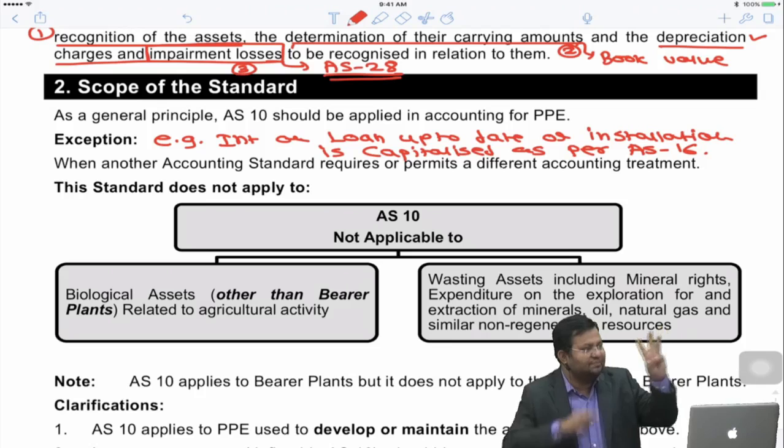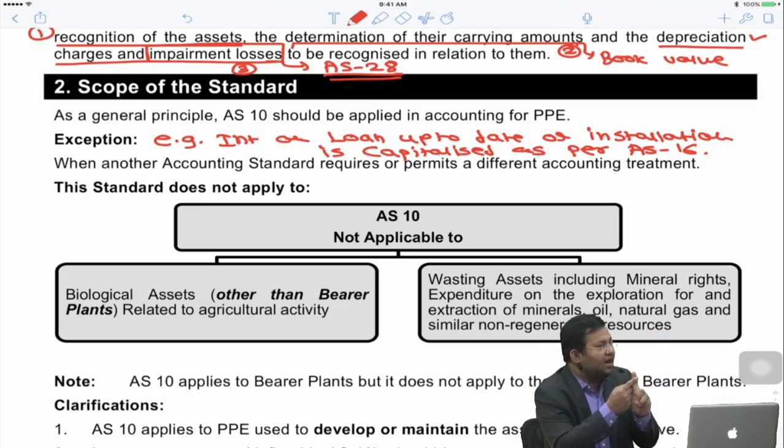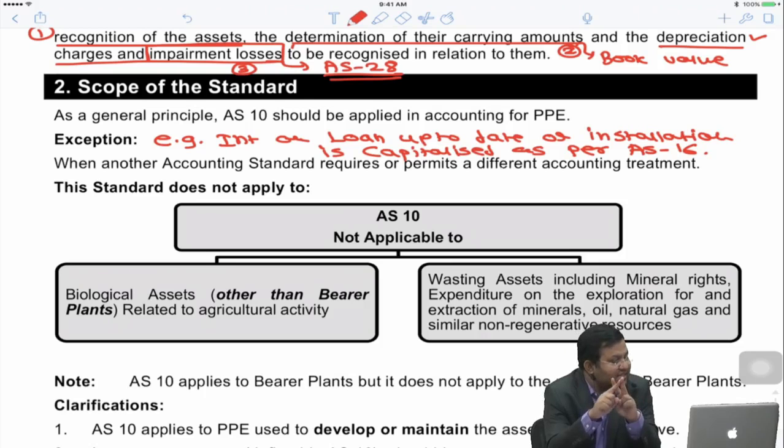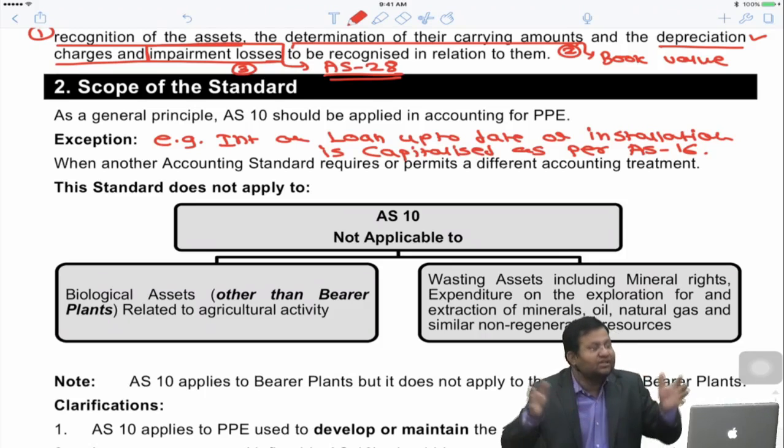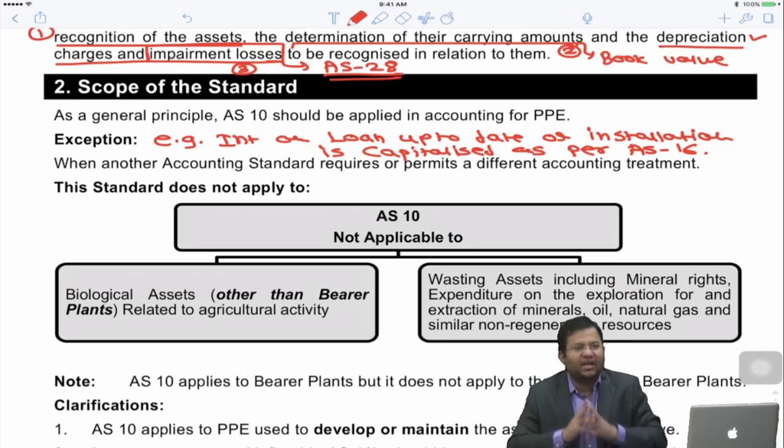So I gave you 3 examples. AS 11 बोलता है कि अगर आपने फॉरेन करेंसी में लोन लिया और लोन के ऊपर एक्सचेंज डिफरेंस आ गया तो वो एक्सचेंज डिफरेंस का जो अकाउंटिंग है वो कैसे करेंगे. दैट इज गिवन बाय हुम? AS 11, एक्सचेंज डिफरेंस का अकाउंटिंग. Number 2, AS 16, which talks about interest on borrowed amount. Number 3, impairment loss is talked about by AS 28. तो उन चीजों में AS 10 apply नहीं होगा. और एक exception बोलता हूं.